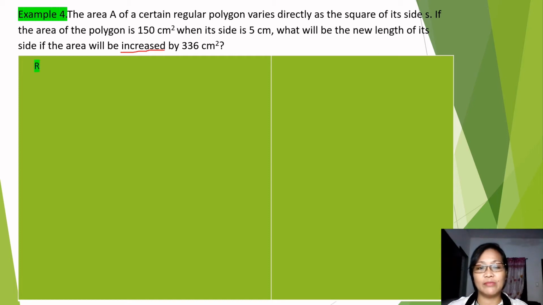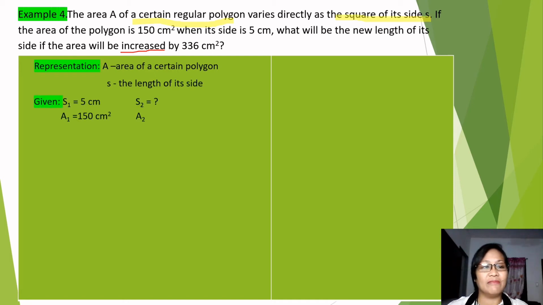Next, of course, we have the representation. A is equal to the area of a certain polygon, and S is the length of the side. Given S sub 1, we have 5 centimeters. A sub 1 is 150 centimeters squared. For S sub 2, unknown. And A sub 2, we have 336 centimeters squared plus 150 centimeters squared. Why? Because of the word increase. So we're going to add these two, and then our A sub 2 is 486 centimeters squared.